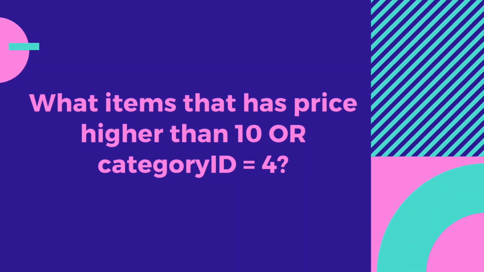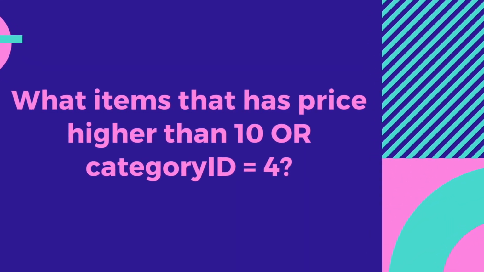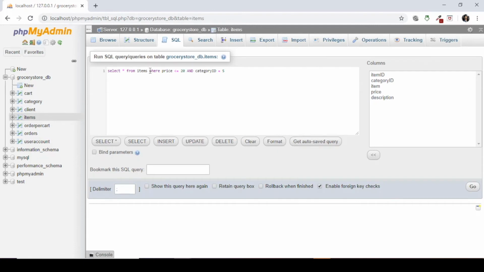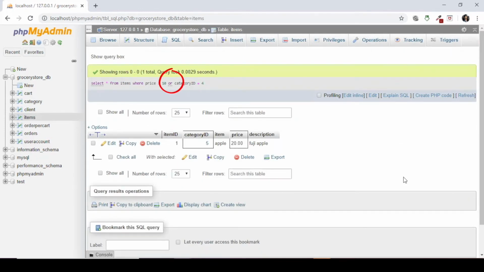Ngayon naman, what if you want a list of items na price is higher than 10 or category ID is equal to 4? So our query will look like this. Select all from items where price is greater than 10 or category ID equal to 4. Then run your query. Here, the OR condition works the same with the AND, which you can use to chain or join conditions together. But in the AND keyword, all conditions should be true. While in OR, at least only one condition needs to be true to have a result set.